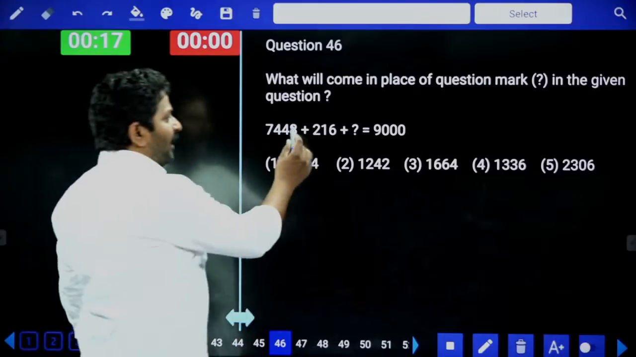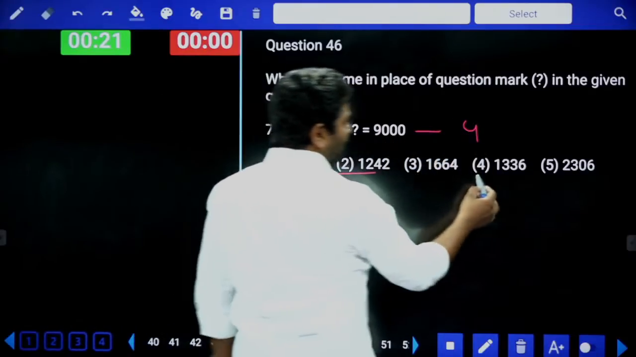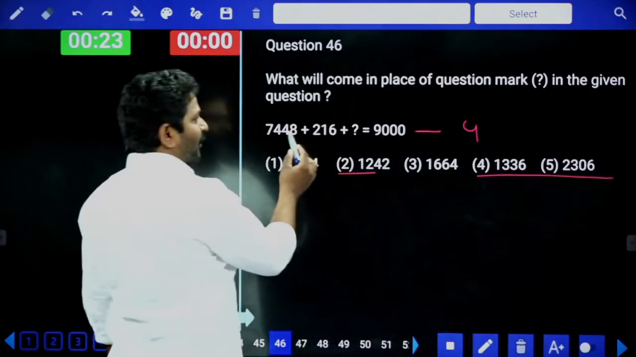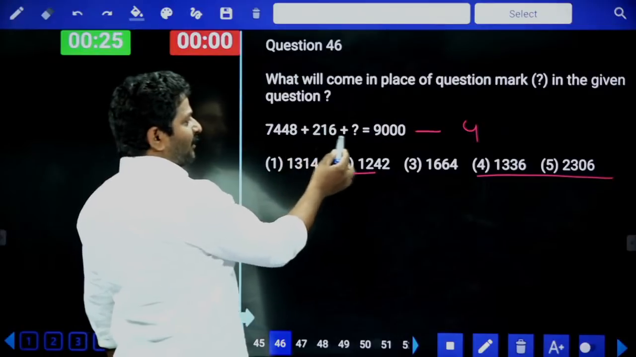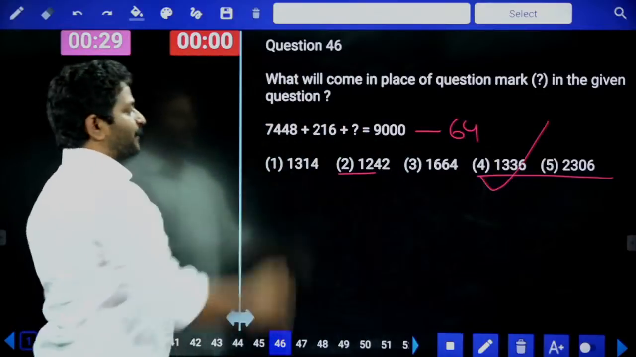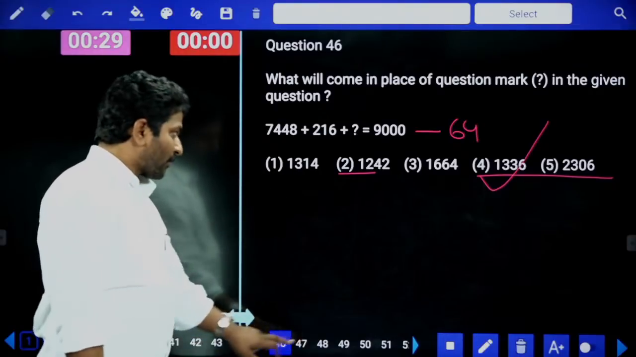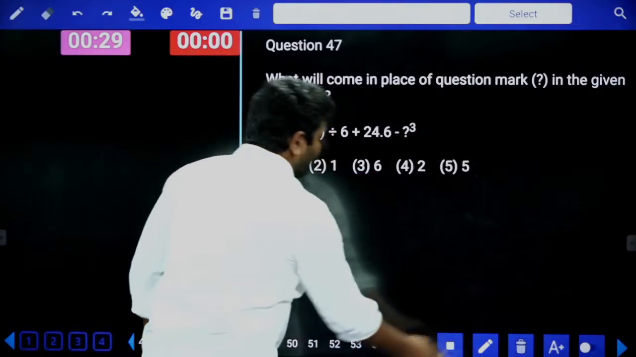Yes. 8 plus 6, that is 14. From this, if you subtract 4, answer should end with 6. Two options are there. 48 plus 16, that is equal to 64. Answer must end with 36. Fourth option, final answer. We verified last two digits. Next.